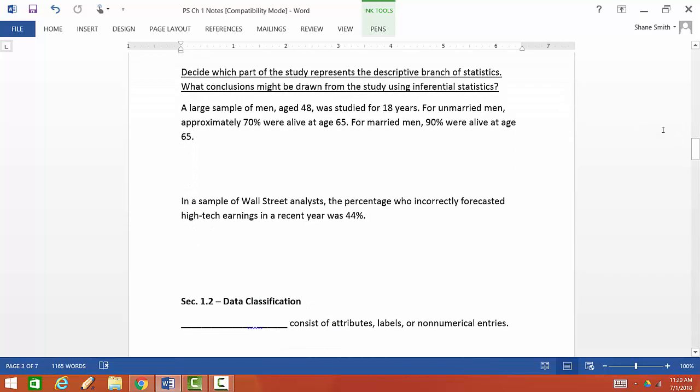So it says, a large sample of men aged 48 was studied for 18 years. For unmarried men, approximately 70% were alive at age 65. For married men, 90% were alive at age 65. So we need to determine what is the descriptive branch of statistics here, and then after we read the description, what is an inference that we can draw using inferential statistics. So first of all, let's start with the descriptive statistics. So we'll write descriptive.